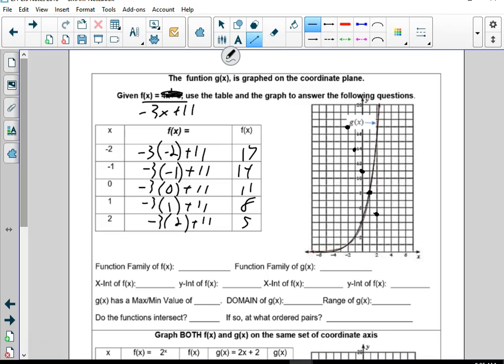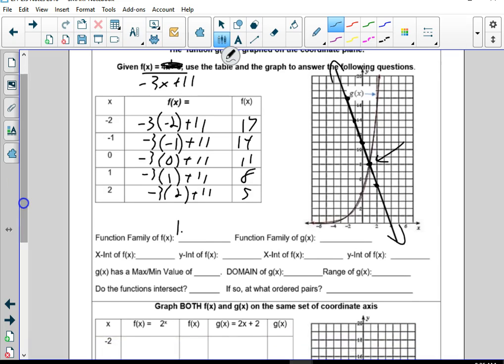Do your best to draw a nice straight line, like so. Put your arrows on it, please. And we do have that point of intersection right there. Now, let's answer our questions. First off, f of x, we already said, is a linear function. And g of x is exponential.